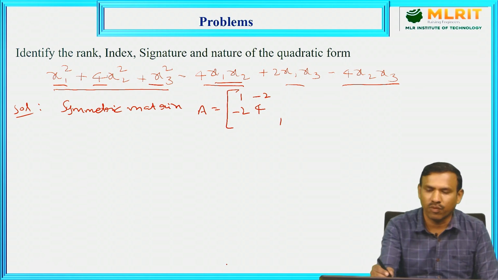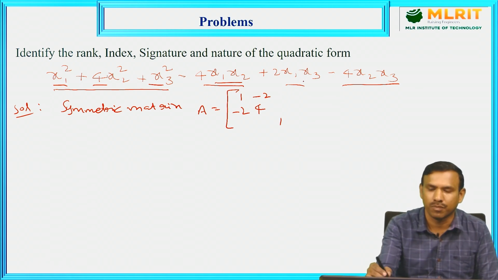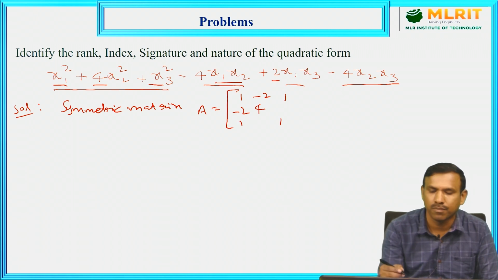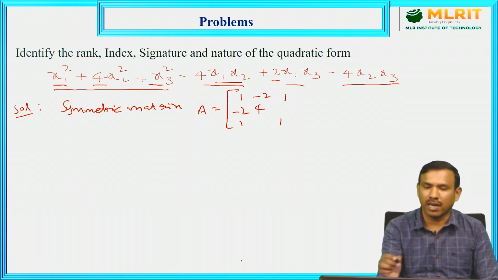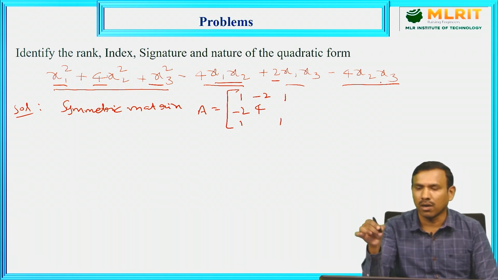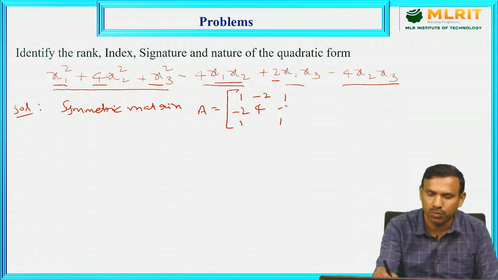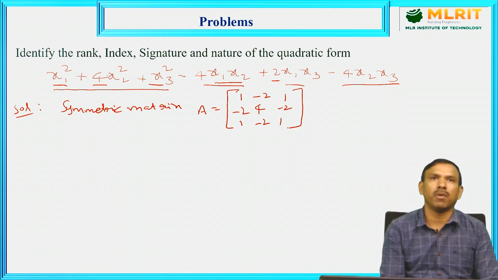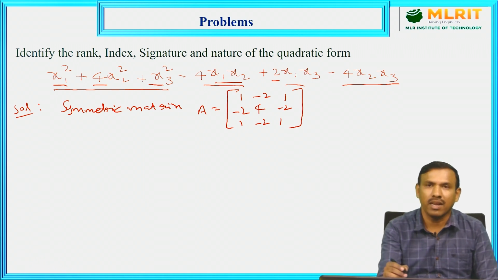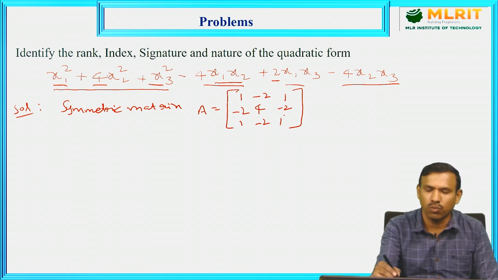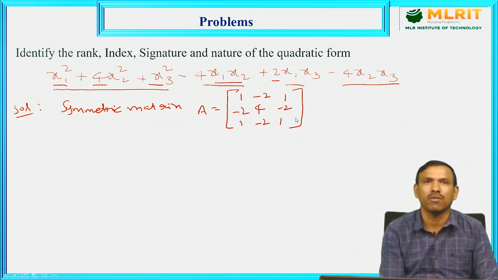Next, x1 x3, first row third column, coefficient 2, so that is 1, 1. Next, x2 x3, second row third column, coefficient is minus 4 divided by 2, minus 2 and minus 2. So the rows are 1, minus 2, 1. See, it is very clearly symmetric. How, sir? The first row first column, second row second column, third row third column entries are equal.